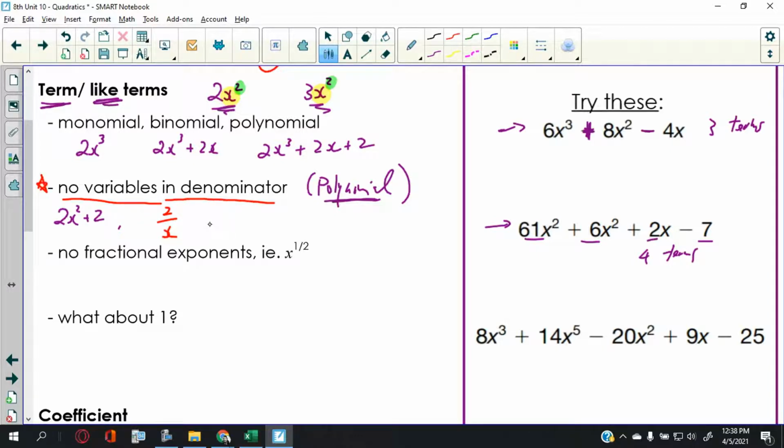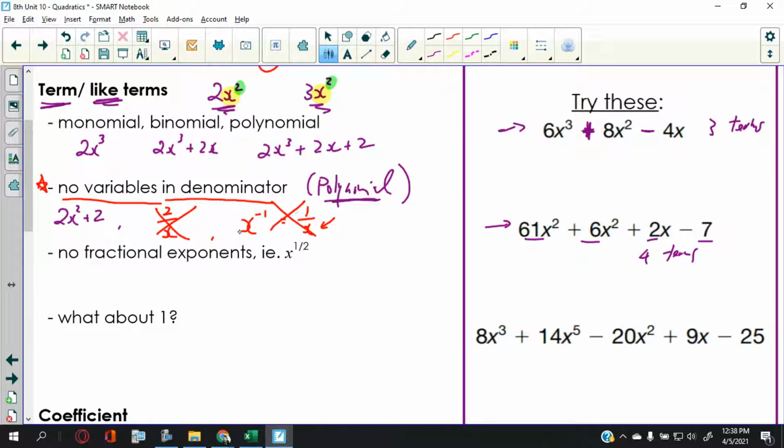In other words, sometimes you don't see it like this, by the way. Sometimes you see it like this. I'll show you. What about this? Why is that not a polynomial? Because remember, with negative exponents, variables go to the bottom, to the denominator. So therefore, not a polynomial.